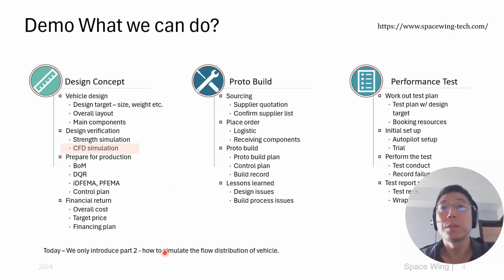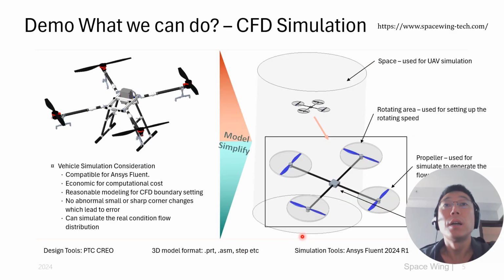Today we only simulate the flow distribution of the vehicle. So firstly, when we import the 3D model into the CFD area, we need to do some model simplification. Okay, so these are some very basic considerations. We need to make sure the 3D model is compatible and easy for ANSYS Fluent to read.